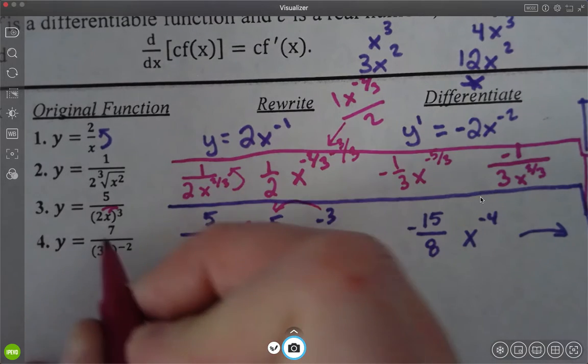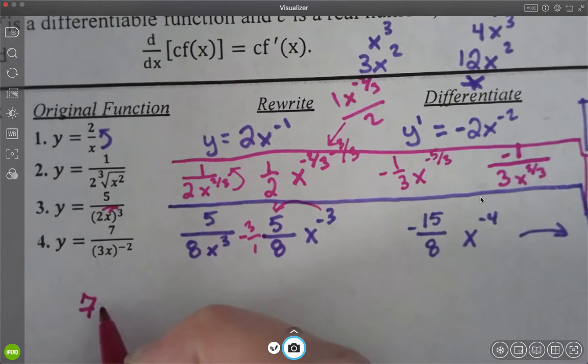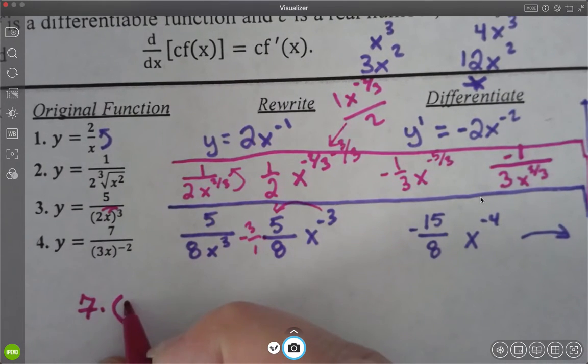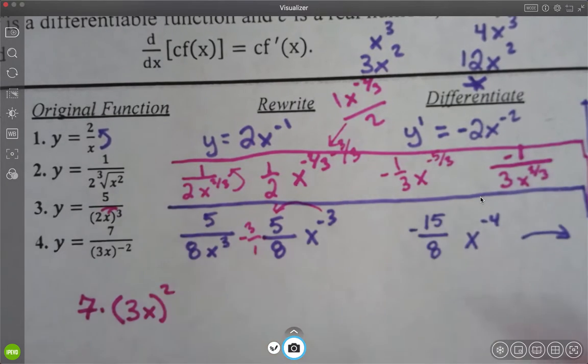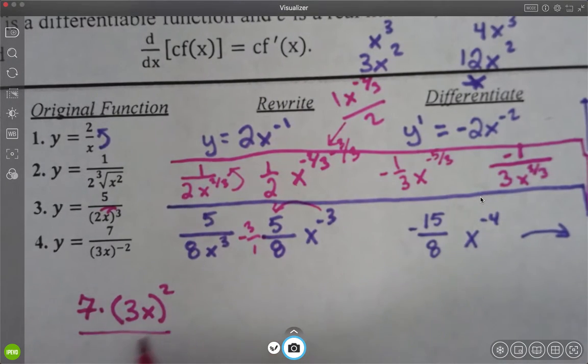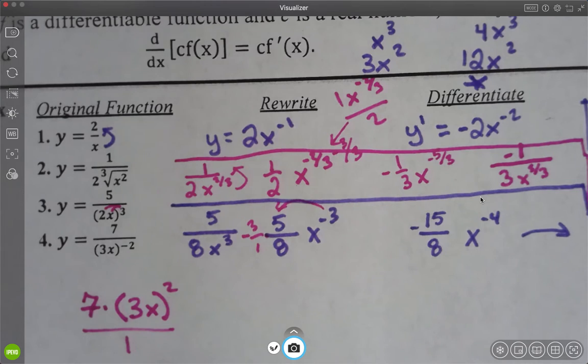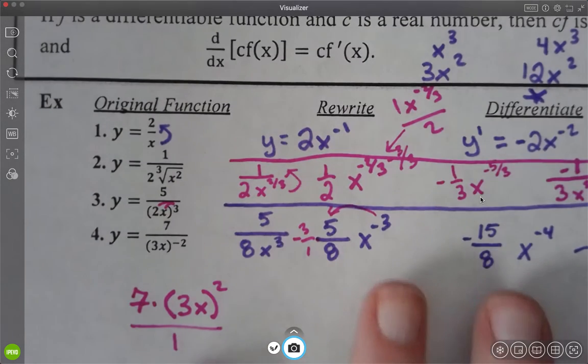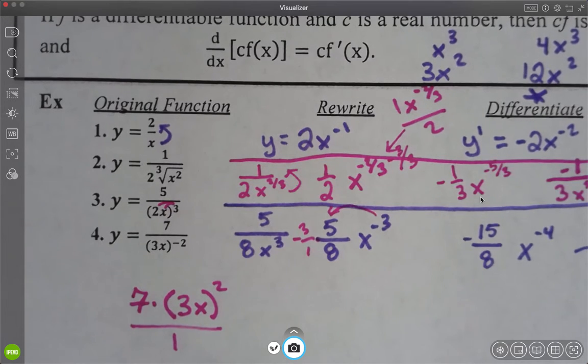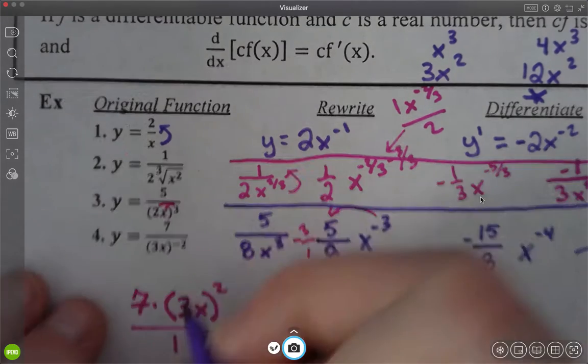So that 7's just going to chill out, okay? And then when we move him to the top, he's just going to be 3x to the positive 2 power. All over, basically 1 is on the bottom now, which we really don't need. But if it helps you to put it there, that's fine. Now, 3x squared will become 9x squared. I'll rewrite that here. 9x squared.